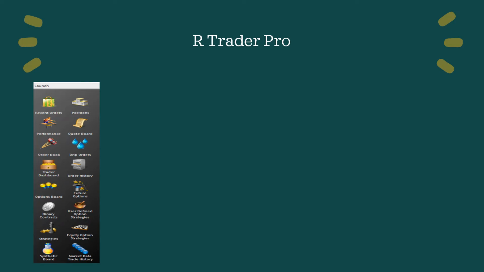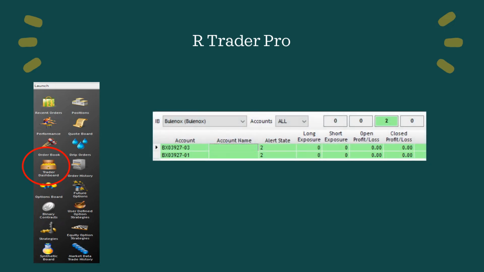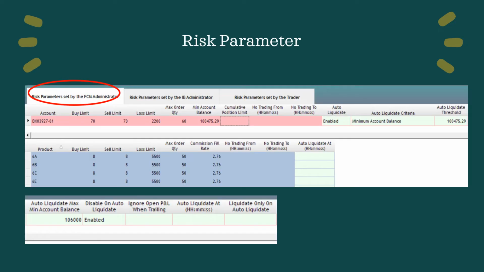And inside, you'll see on the left hand side the whole rows of two columns with icons. Click on the Trader Dashboard, and it will bring you to this. Over here, you see that my current account is under Linux. If you right click on one of the accounts and click on risk parameter, or press Control E, you can enter the risk parameters.